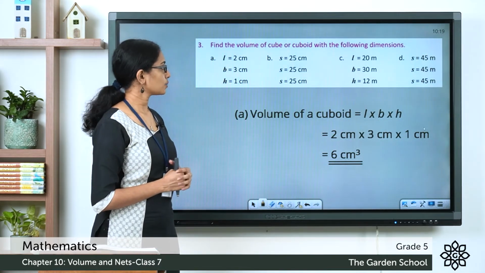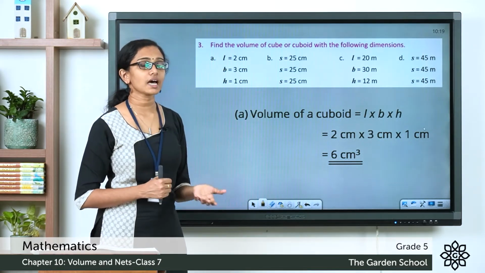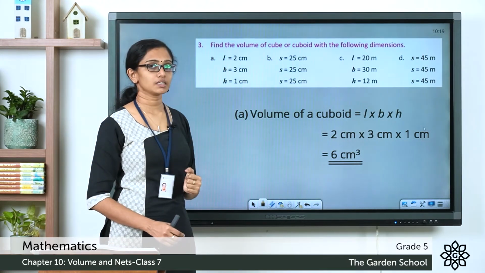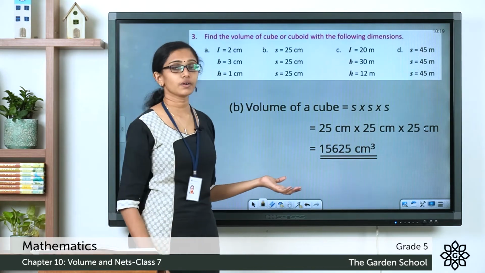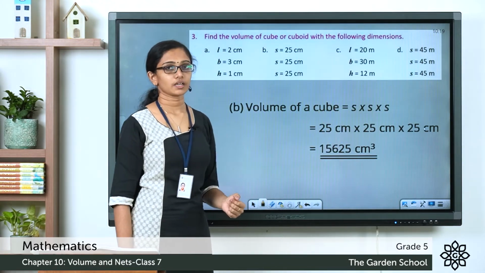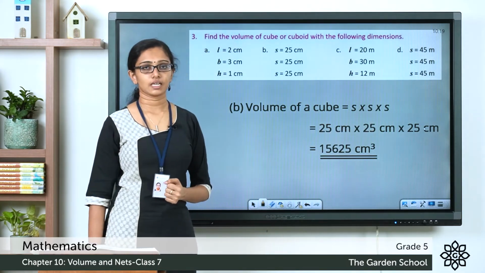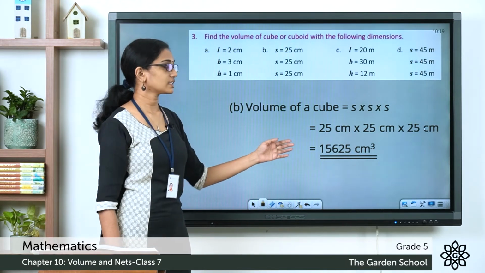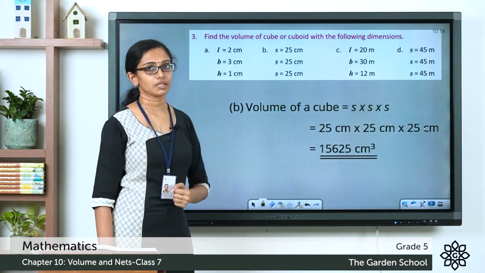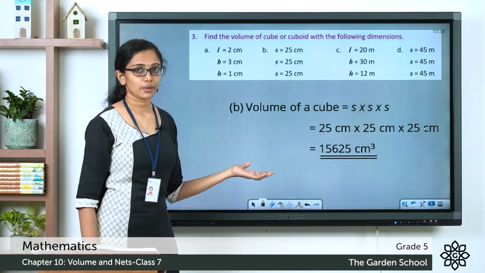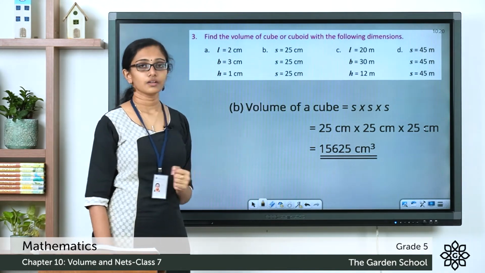Now, the second one, here the sides are given. The sides are all the same. So, it is a cube and the side is 25 centimeter and hence the volume of a cube, what is it? What is the formula? The volume of a cube is equal to side into side into side, which is equal to 25 centimeter into 25 centimeter into 25 centimeter, which gives you the answer 15,625 centimeter cube or cubic centimeters. So I hope you are clear with these examples. Now similarly, you have to solve the other 2 questions in your notebook.